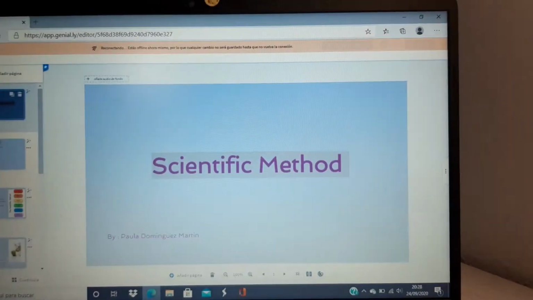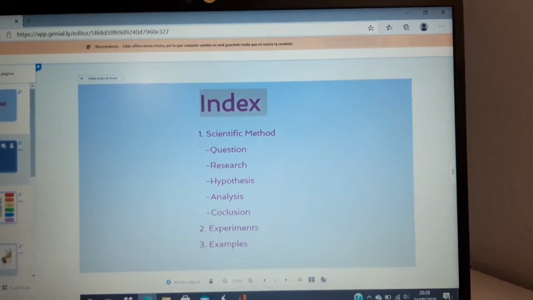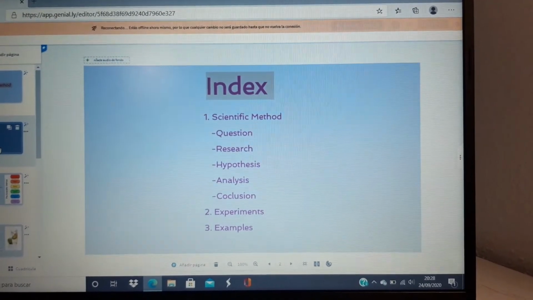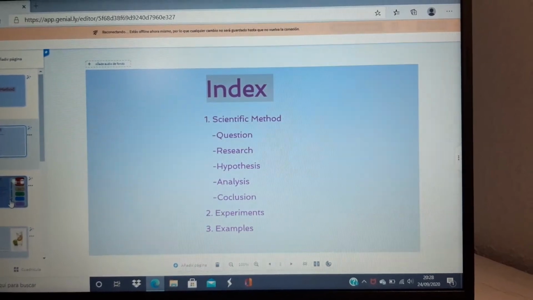I'm going to talk about the scientific method. Index: scientific method, question, research, hypothesis, analysis, conclusion, experiment, and examples.